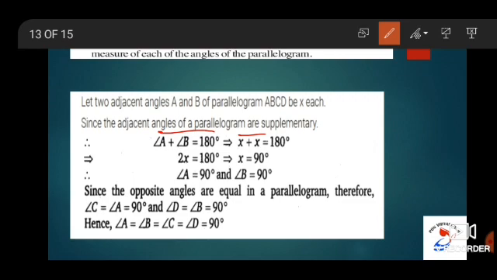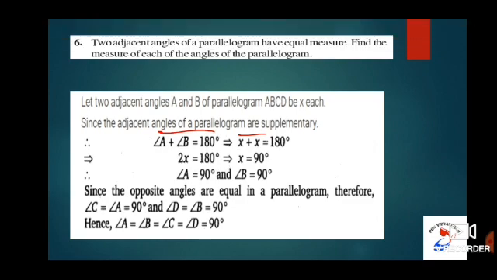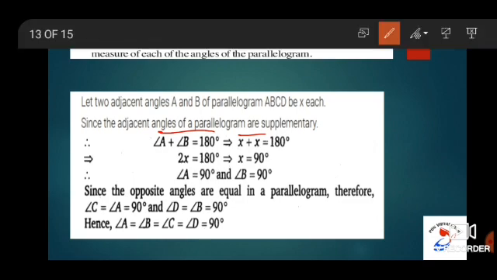So angle A plus angle B is 180 degree. Angle x plus x, that is 2x, is equal to 180 degree. Therefore the value for x is 90 degree. If A is 90, B also will be 90. We also know the opposite angles in a parallelogram are equal. So A and C will be equal and B and D also will be equal. Therefore the four values, that is A, B, C and D, all are equal to 90 degree.